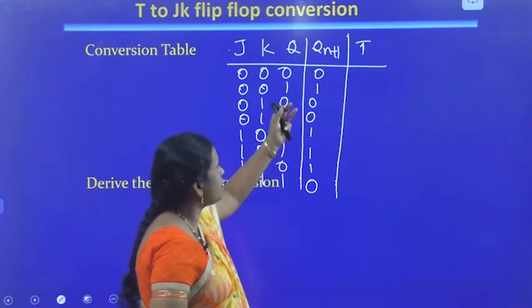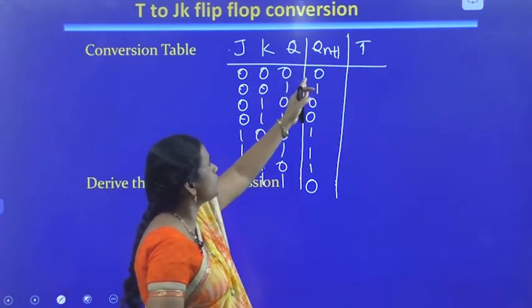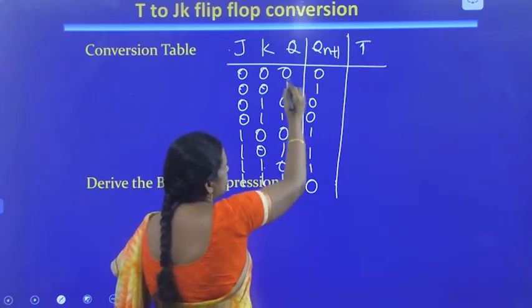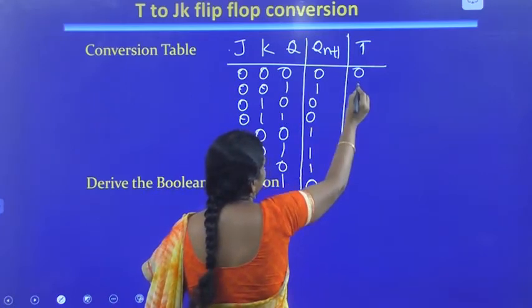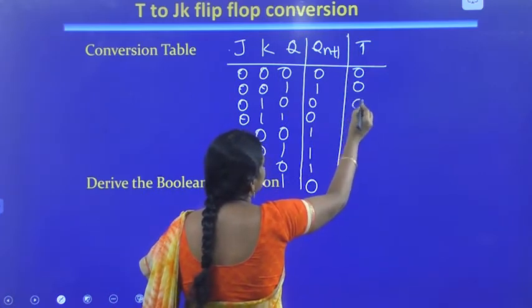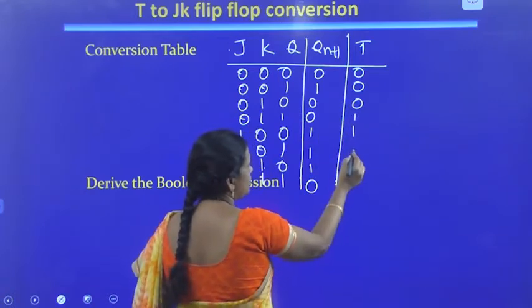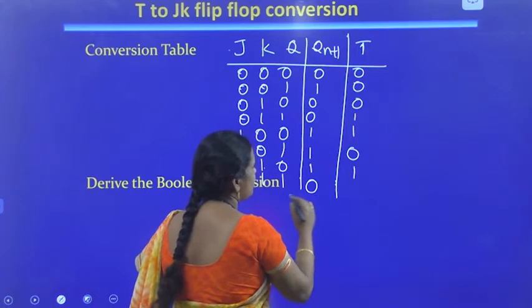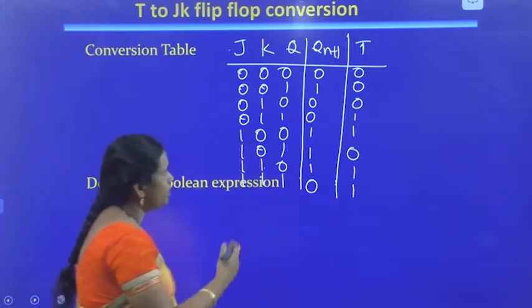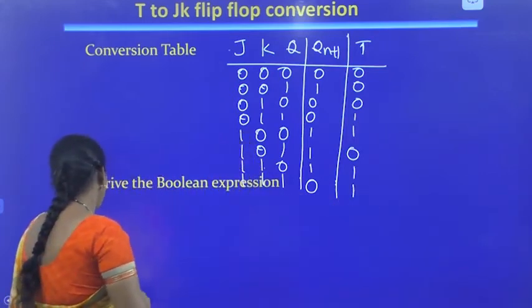Okay, so now let us write T by using Q as well as Qn plus 1. For 0 0 it is 0, for 1 1 it is 0, for 0 0 it is 0, for 1 0 it is 1, 0 1 it is 1, 1 1 it is 0, 0 1 it is 1, 1 0 1. Okay, we got the conversion table now.